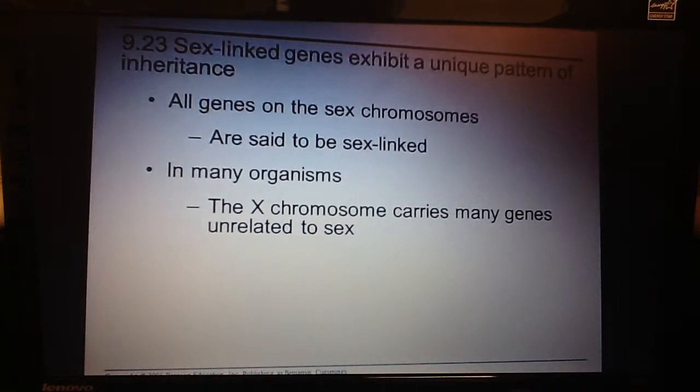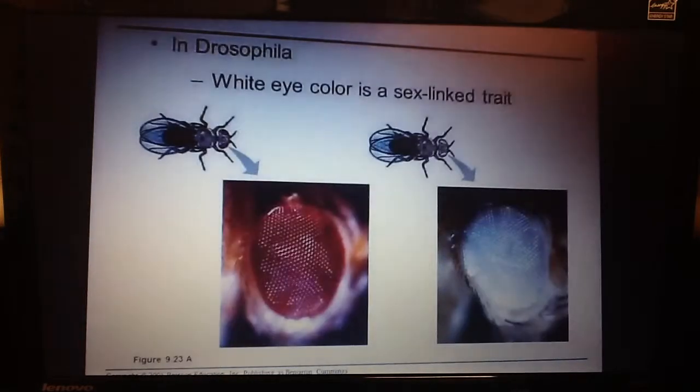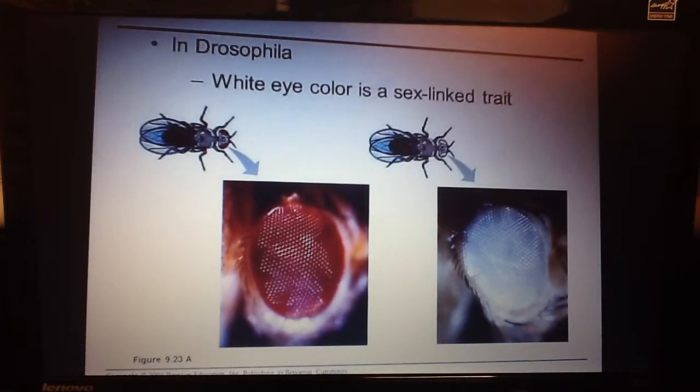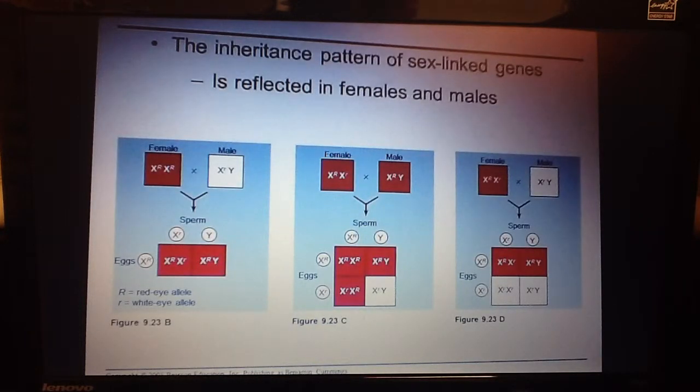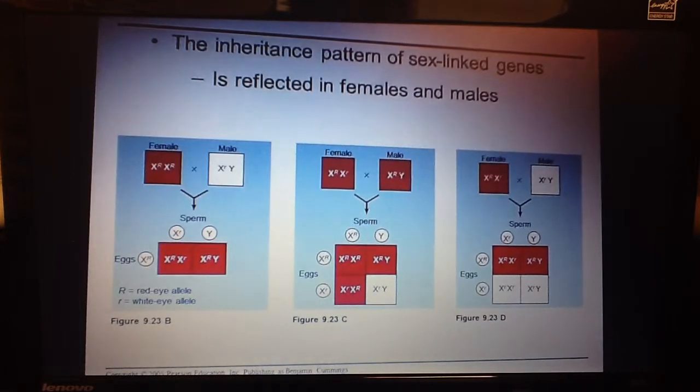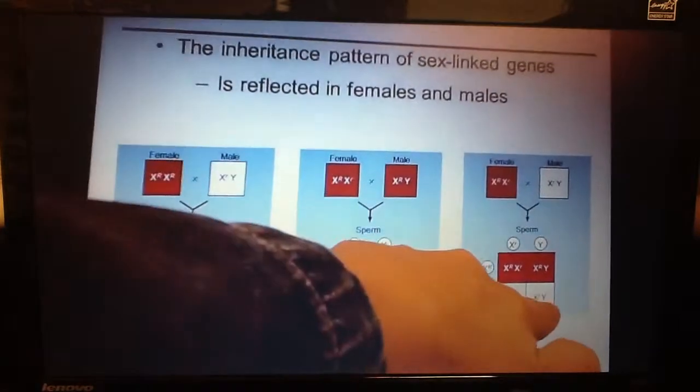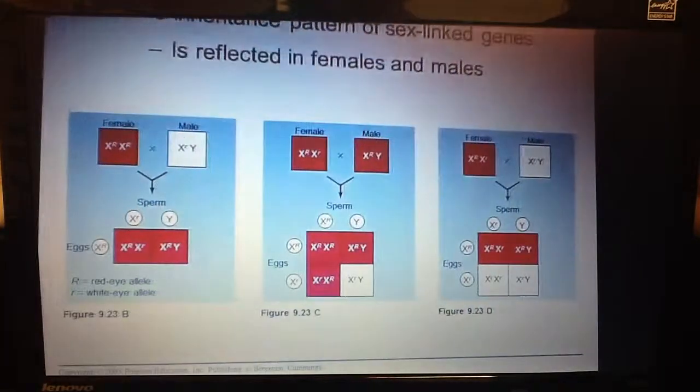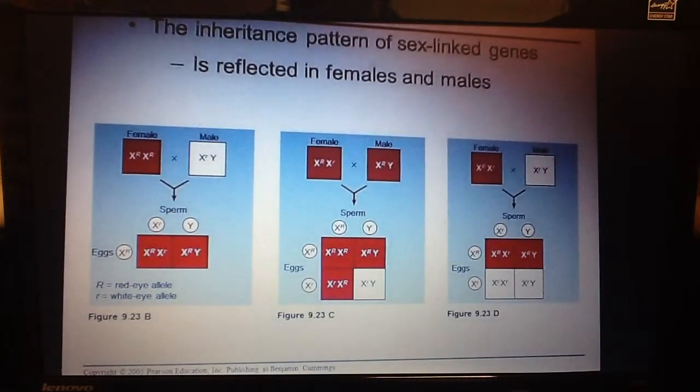Now, there are some sex-linked genes that show weird patterns of inheritance. Any gene that's found on the X chromosome is going to be sex-linked. In Drosophila, it turns out that the white eye color is sex-linked. So if you want a fly with white eyes, you're going to have to create the correct sex as well. By looking at the pattern of inheritance, we can determine whether a trait is sex-linked. The trait is more likely to show up in a male if it's recessive, because think about it, males only have one X. So if they inherit the recessive allele on that one X, there's nothing to cover it up.